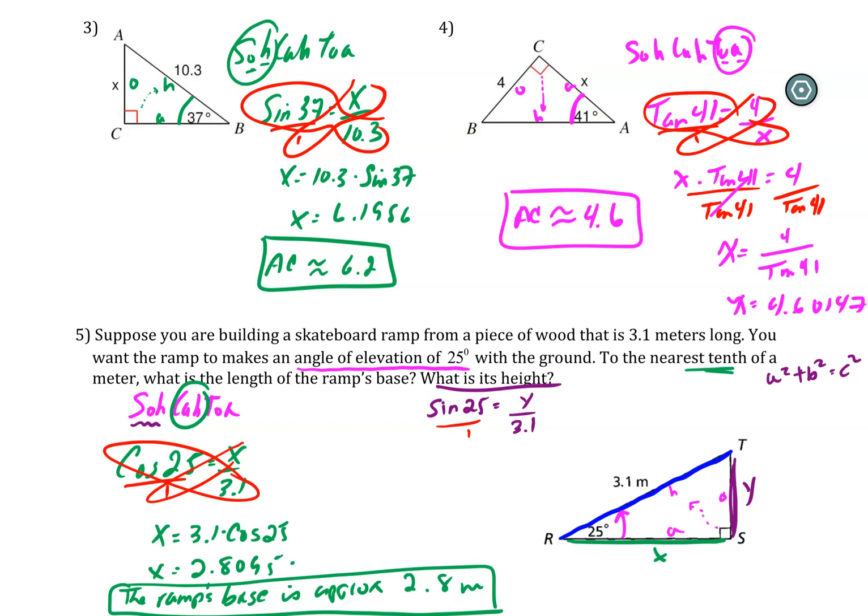All right. Let's just cross multiply here. So I get y is equal to 3.1 times sine of 25. If we plug that into the calculator here, we're going to get the value of 1.3101. So therefore the height is approximately 1.3 meters tall for that one.